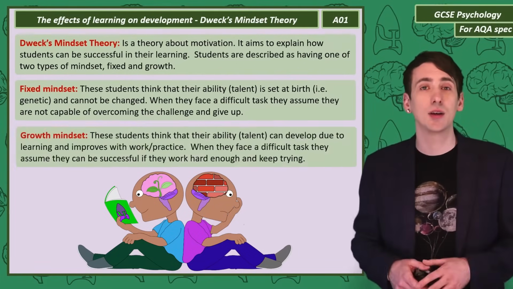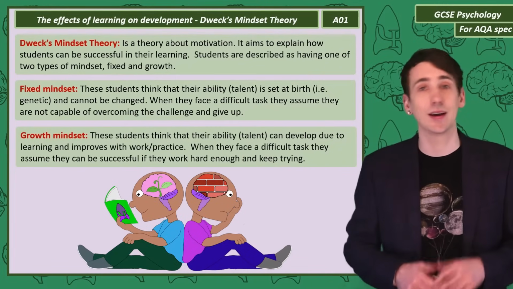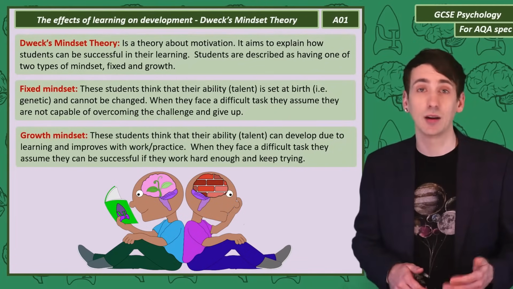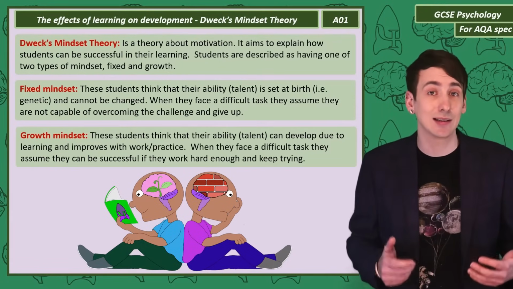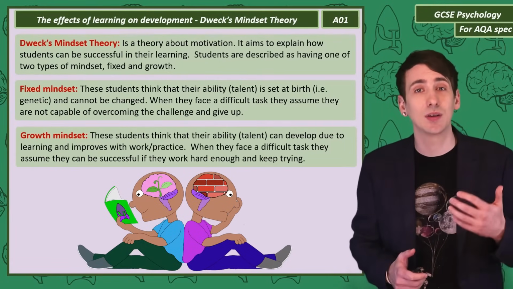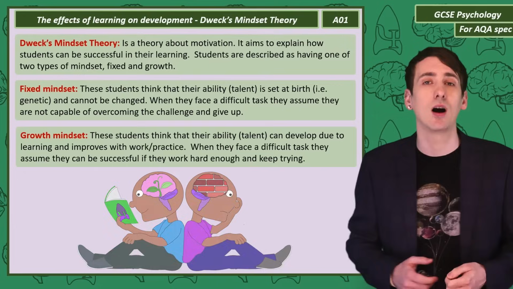Growth mindset students see ability as something that is in their control. They can improve by learning and practice. If they face a challenge, they're going to be less likely to give up, assuming that they're going to be successful if they keep working hard enough.